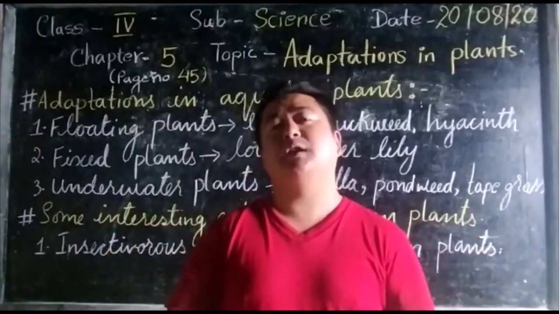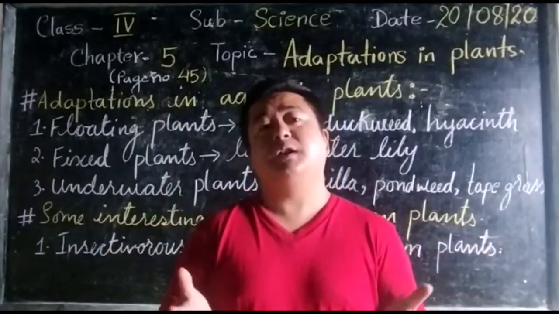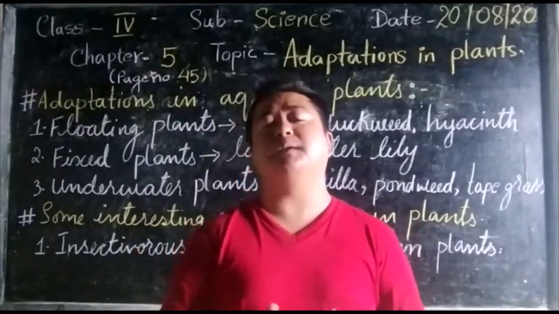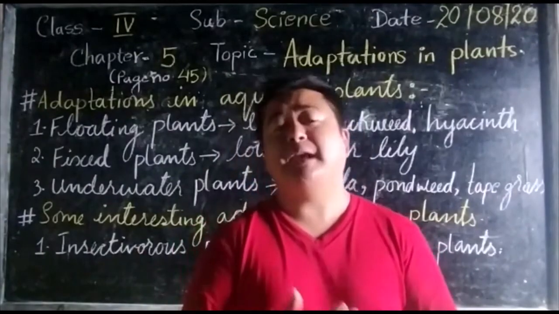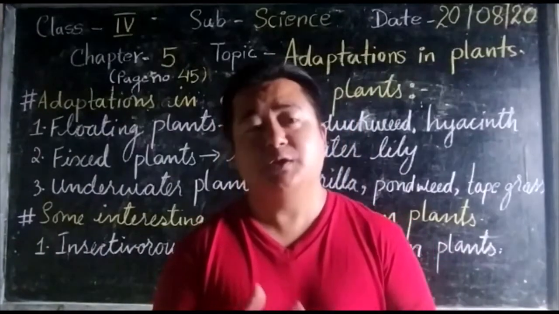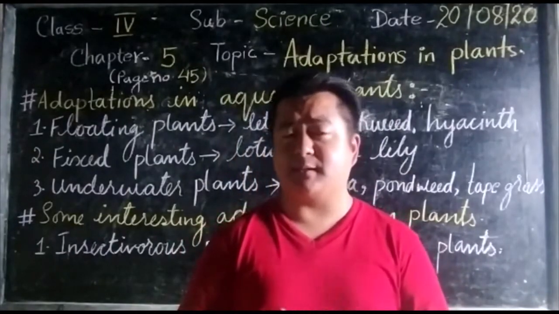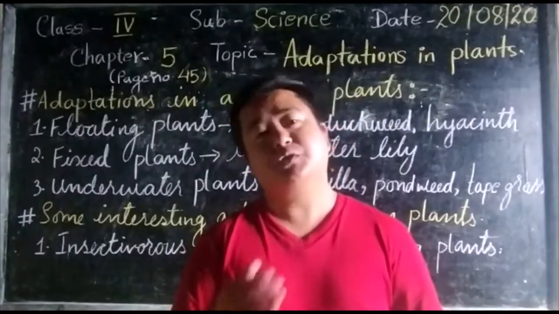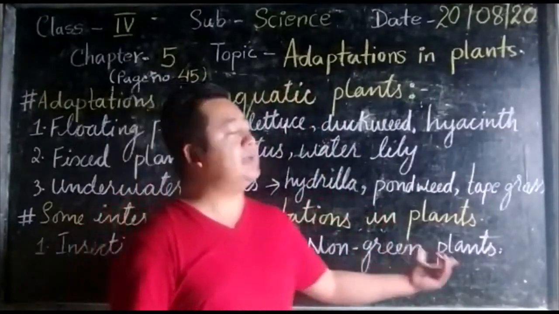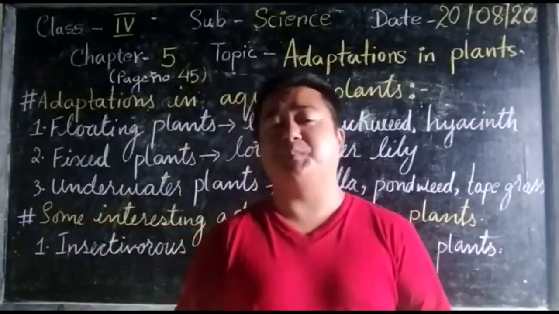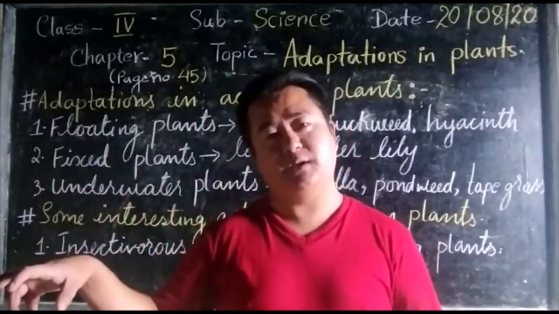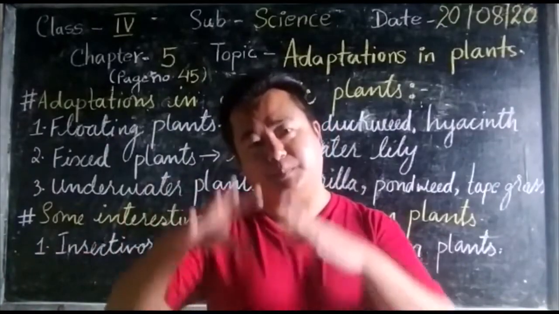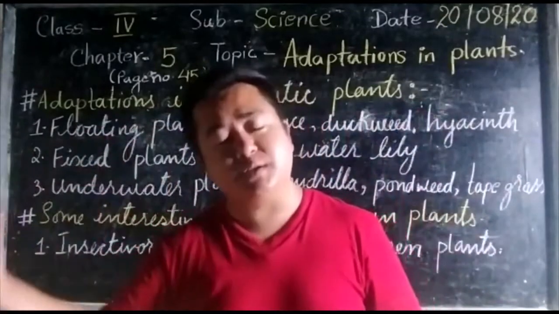Why? Because they don't have the green pigment known as chlorophyll. Because they don't have chlorophyll, they cannot perform photosynthesis. So if they cannot perform photosynthesis, that means they cannot make food for themselves. So non-green plants are the plants which depend on other sources. They don't make food, but they get the food for the different parts of the plant from other sources.